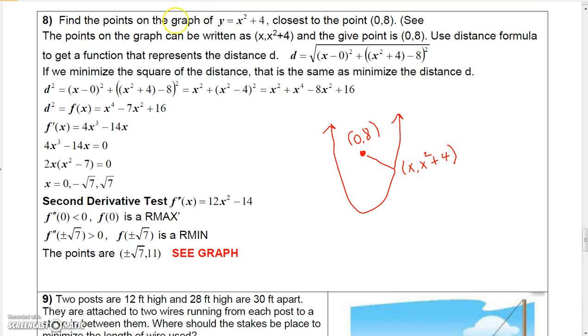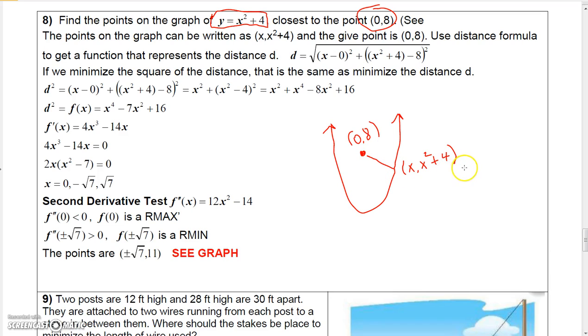Okay, so on this one, we've got a graph y equals x squared plus 4, and we want to find the points on that graph that are closest to 0, 8. So here I've done just a rough sketch of the parabola x squared plus 4, and I gave you where the point 0, 8 is. So basically I want to find the point on this parabola.